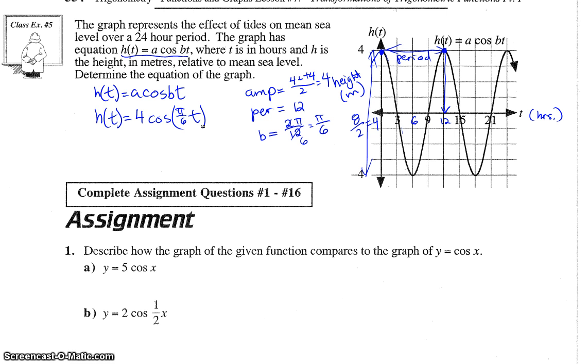Okay, so we should be able to work with the sine and the cosine function and our A and B values related to amplitude and period. Okay, good luck with that, and we're going to continue with lesson 8 in the next video.